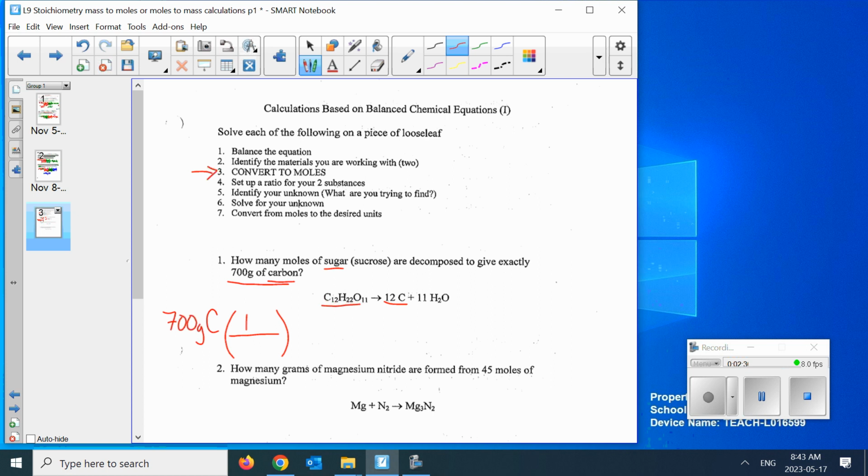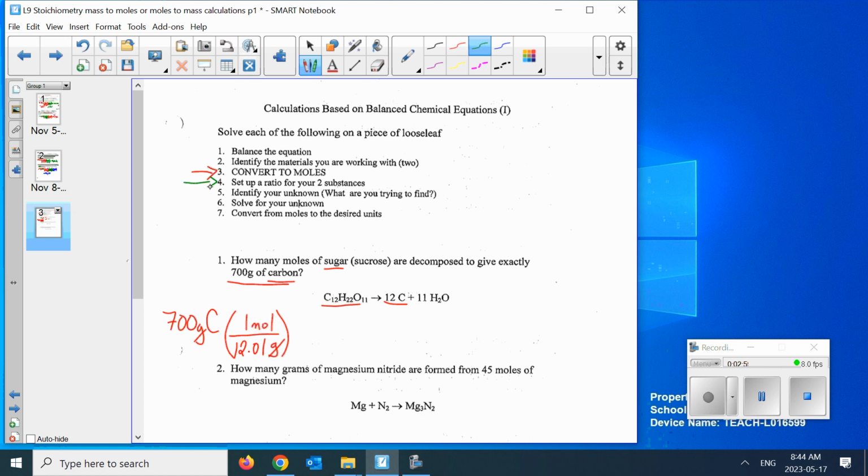Convert to moles. I want a mole, and I want to get rid of grams, and carbon is 12.01. I don't need my table, but I'll get it down here. Know that. If I stopped right now, I would have moles of carbon. I repeat myself because I say this all the time. Why? Because I want you self-talking. What is the next step?